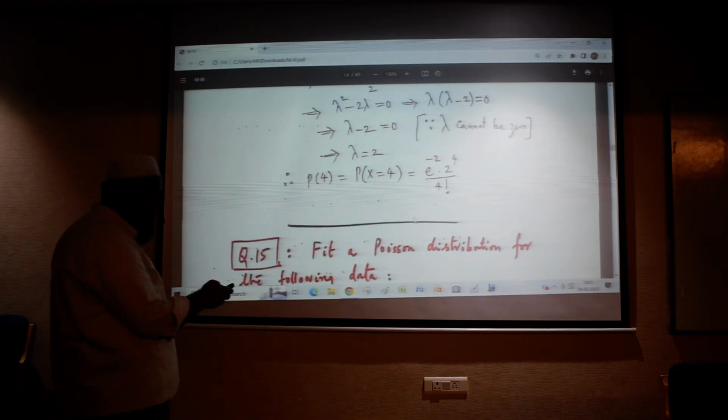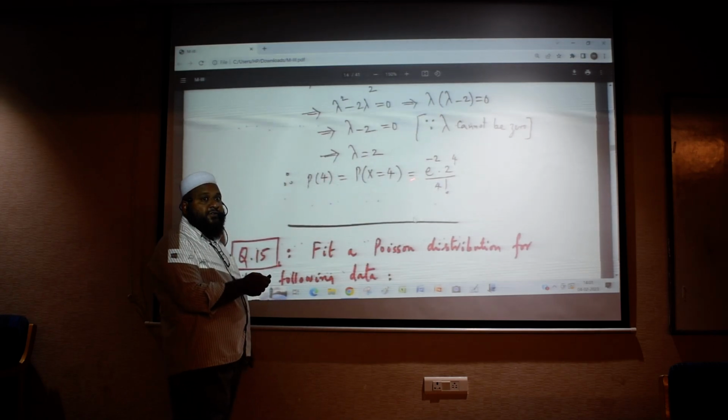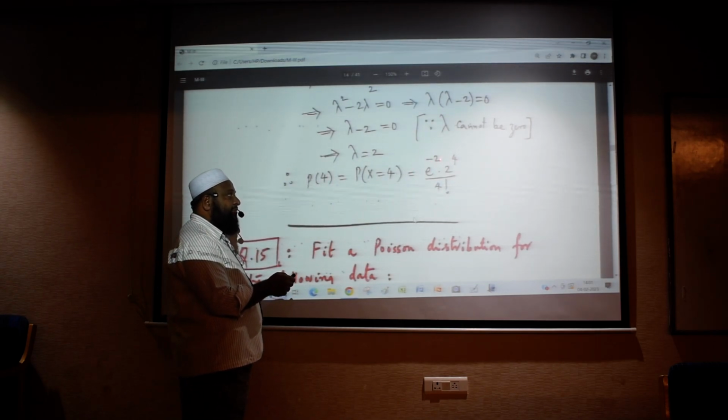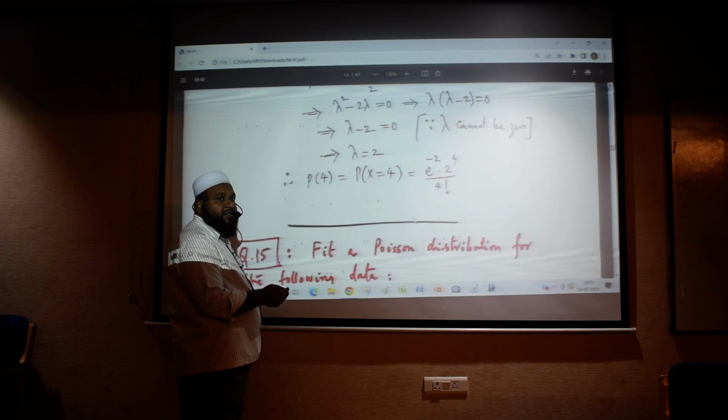When lambda is 2, we want P of x equal to 4. So what to do now? Lambda is 2. Here you see lambda is 2. I need for 4, so power is 4 divided by 4 factorial. I have not simplified this because there is no need.